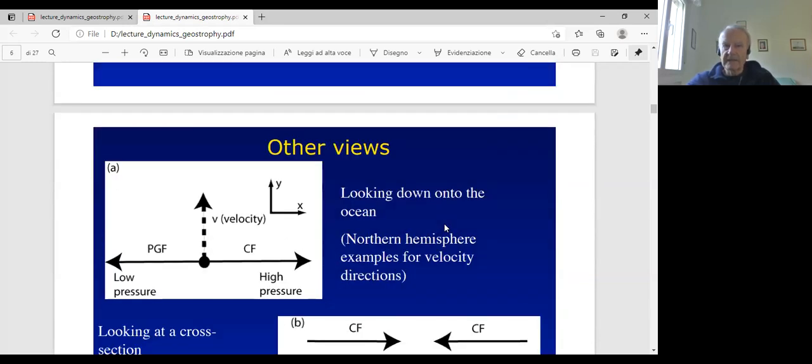Or let's see the other view onto the ocean. In the northern hemisphere example again, we have the pressure gradient force, which is directed from the high pressure to low pressure. The Coriolis force is to the right hand side of the velocity, or the velocity is such that the Coriolis force is to the right hand side. And so this is how it looks if you look from up down onto the ocean.